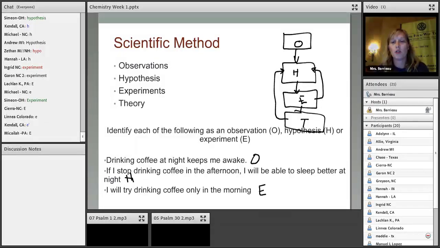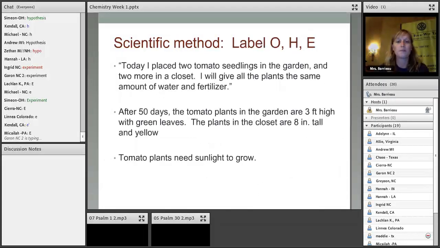Good job. So this is going to be an example of what a question on a test might look like. You're going to see something, and you're going to have to go, is this an observation, hypothesis, or an experiment? Okay. All right, let's try it again. We're going to label these observation O, hypothesis H, and experiment E.